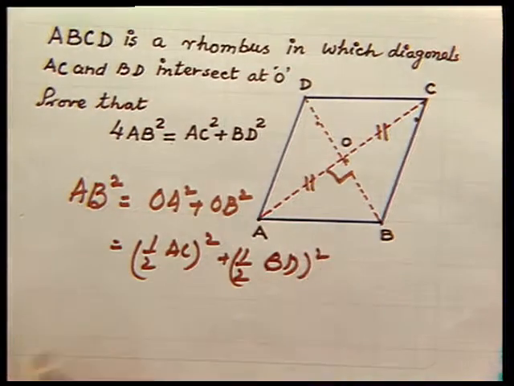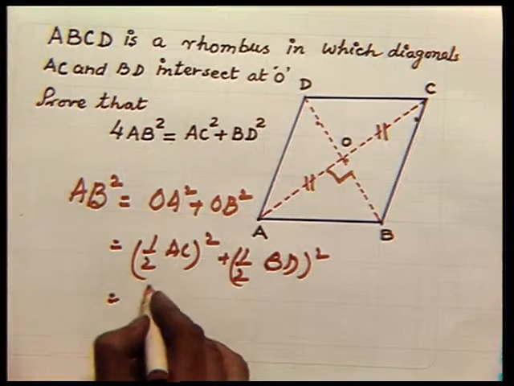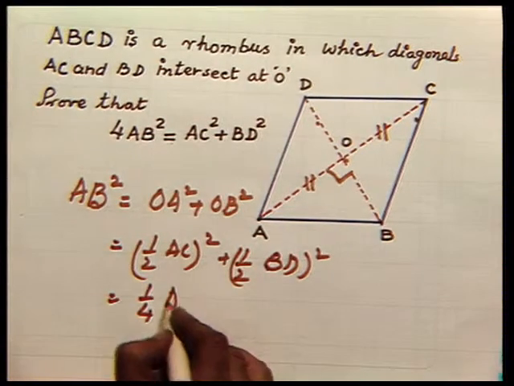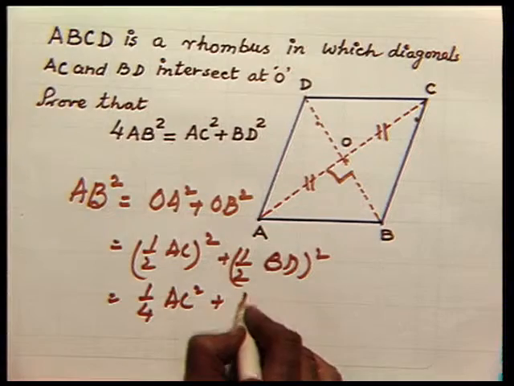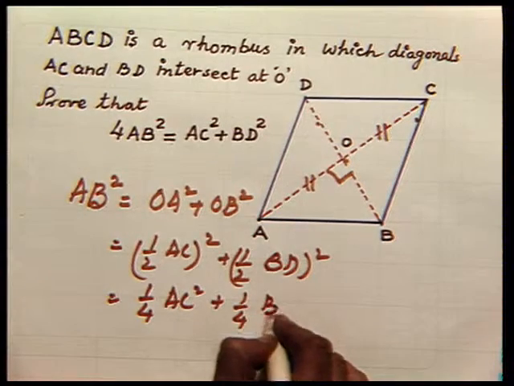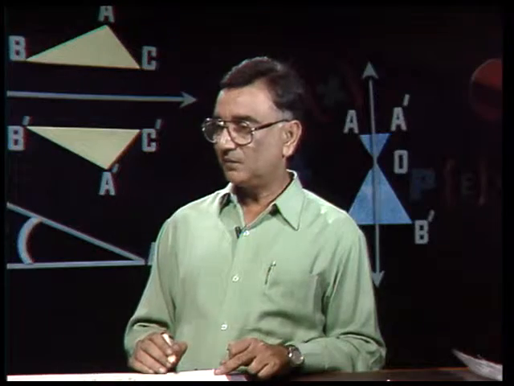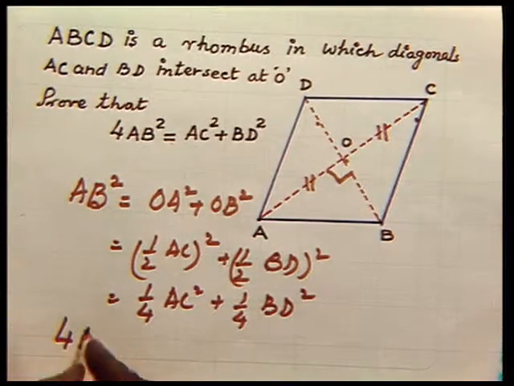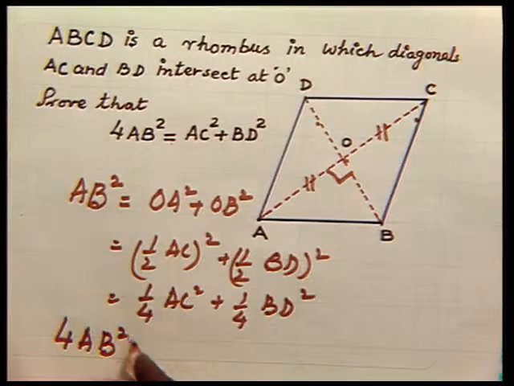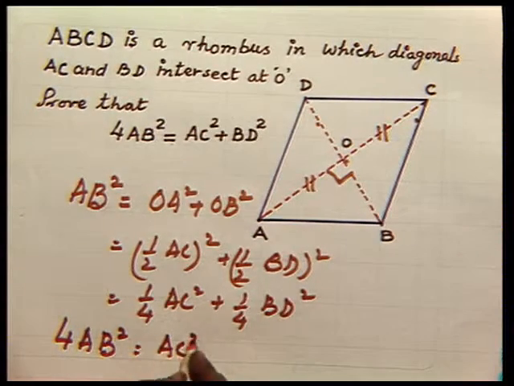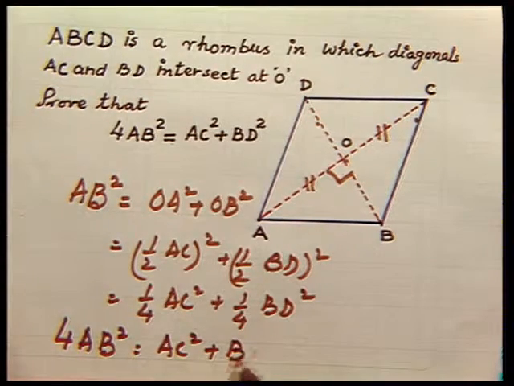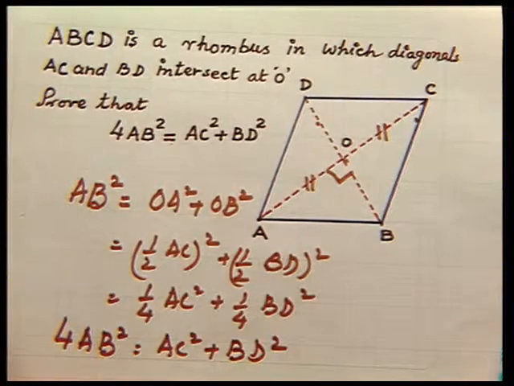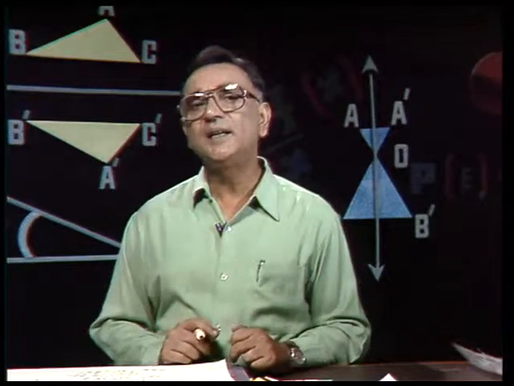whole squared. On simplification, we get 1 over 4 AC squared plus 1 over 4 BD squared. And multiplying this whole equation by 4, we get 4 times AB squared is equal to AC squared plus BD squared. And that was the result we were interested in establishing.